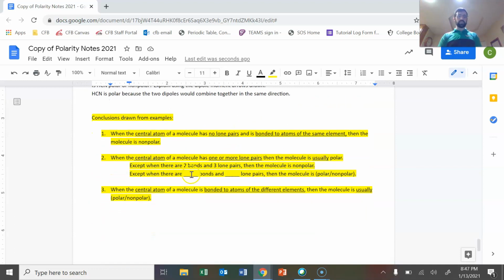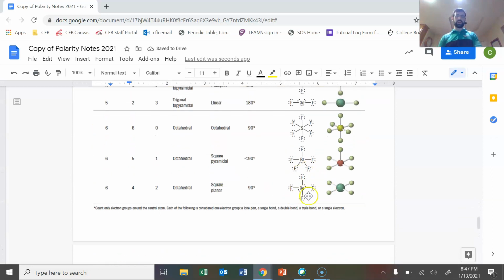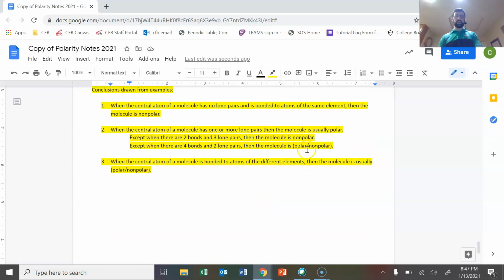When there are 4 bonds and 2 lone pairs, that's a square planar arrangement. So looking back up here, this one, 2 lone pairs, 4 bonds, is a square planar shape. Remember, they oppose each other. You have a nonpolar molecule.